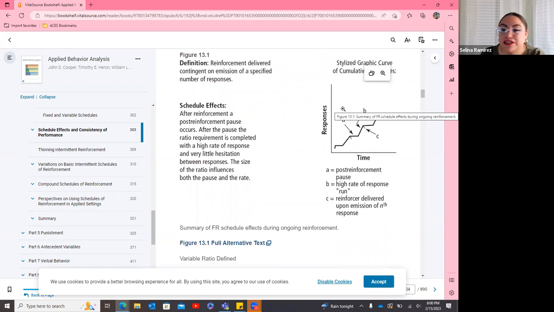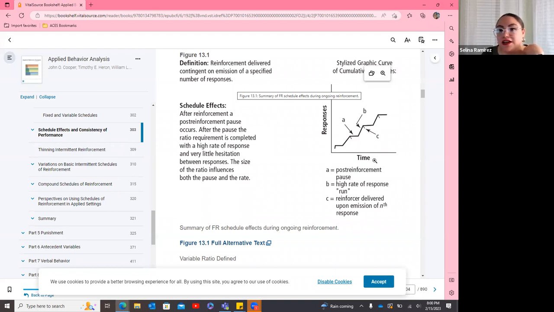Oh, and then you have to know these little graphs, right? Don't they have those all over the place? Reinforcement delivered contingent on emission of a specified number of responses. So schedule effects: after reinforcement, a post-reinforcement pause occurs. After the pause, the ratio requirement is completed with a high rate of response and very little hesitation between responses. The size of the ratio influences both the pause and the rate.